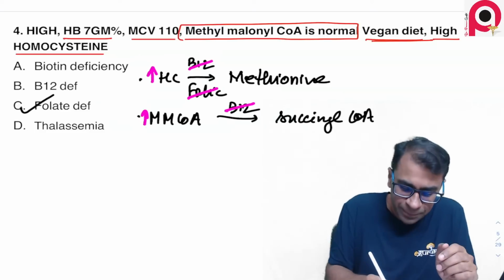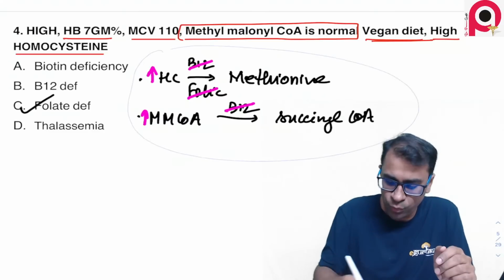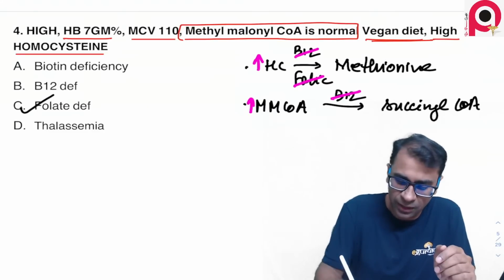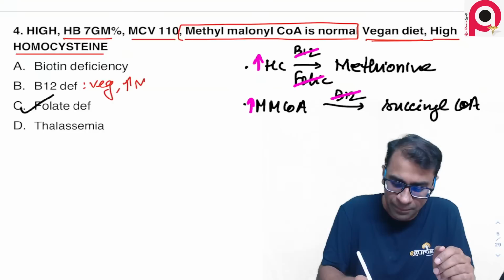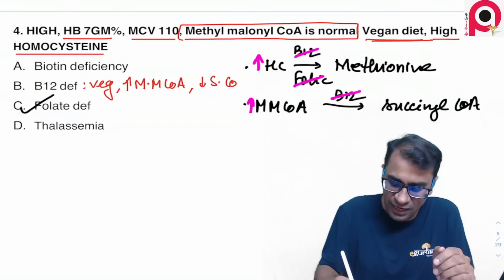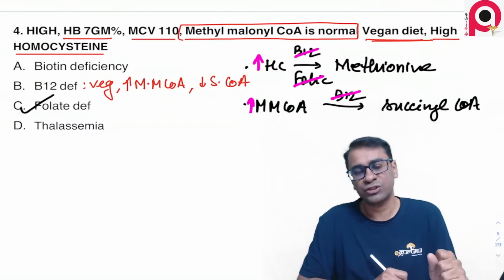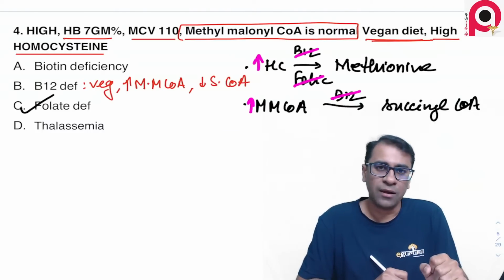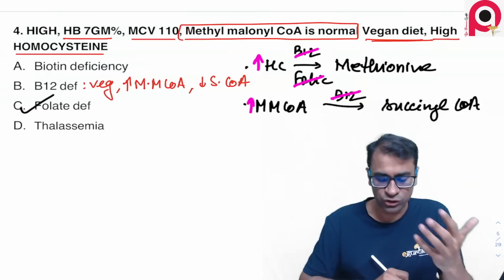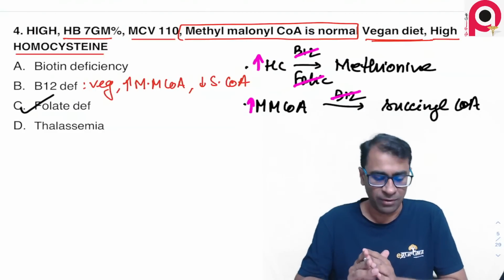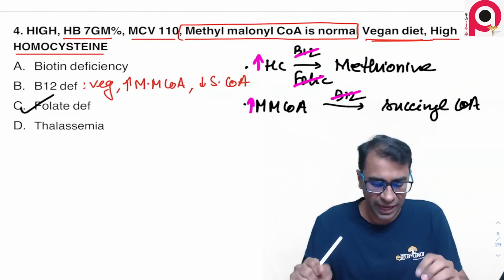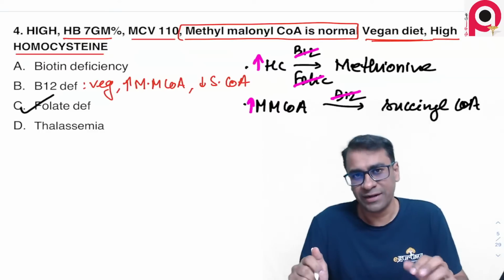Let me tell you, B12 deficiency often happens in a person who is a completely vegetarian, and will have an increase in methylmalonyl coenzyme A and a decrease in succinyl coenzyme A. That should be a typical history. It cannot surely be a case of thalassemia also, because a similar type of history is not available here. So this looks to be a straightforward question, and the answer looks to be a case of folate deficiency.